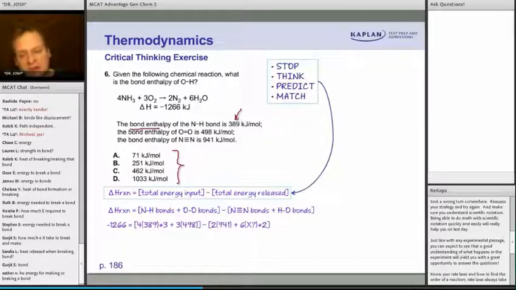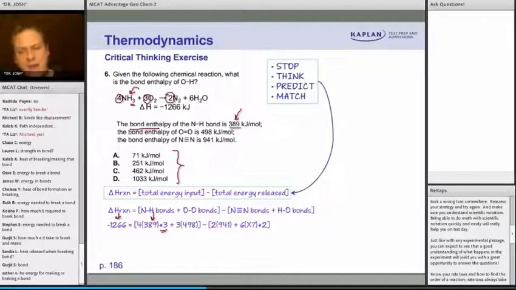The overall change in enthalpy is just going to be input versus output, or the products minus the reactants in a case like this. And so we can look at all the numbers and plug those in. The heat of reaction is 1266, where each NH bond is 389 kilojoules per mole, but notice in the balanced equation we need to make 4 of them.